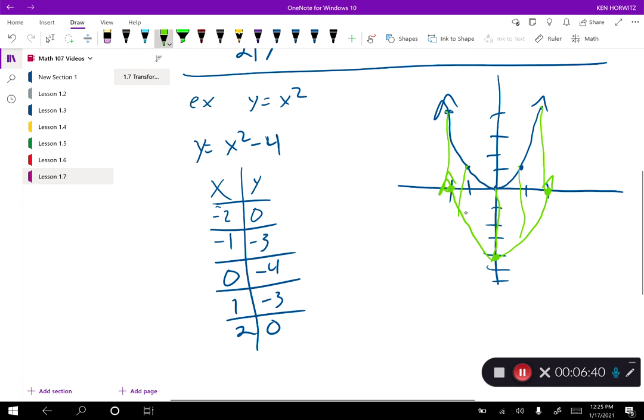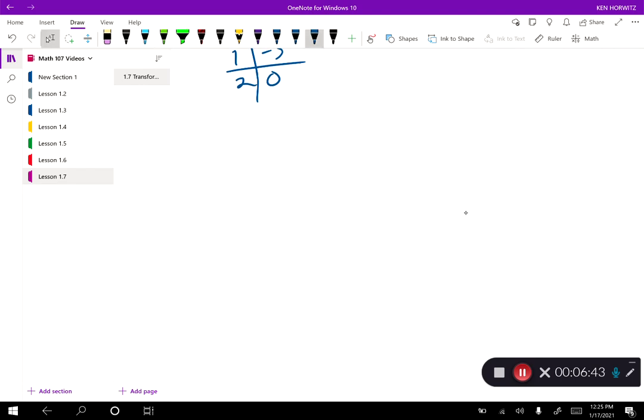Now, notice I put a stress on the end of our function. I want to give you a slightly different example. I'm going to use the same parent function.